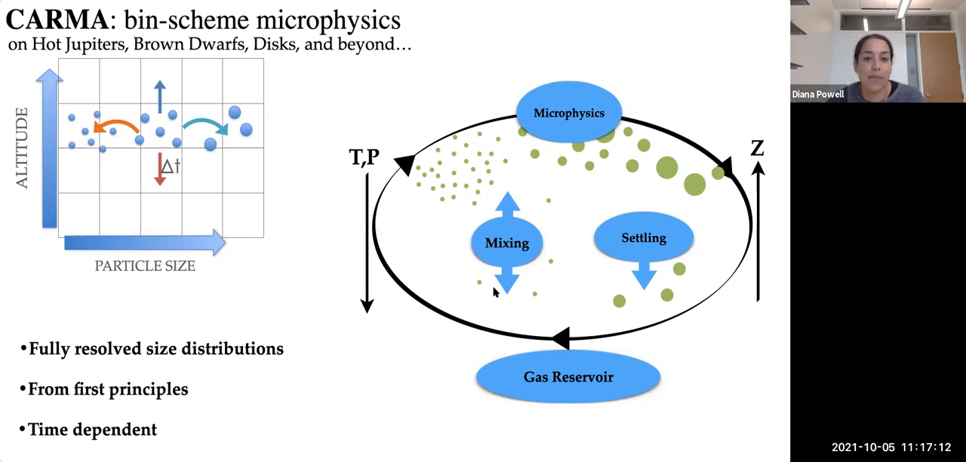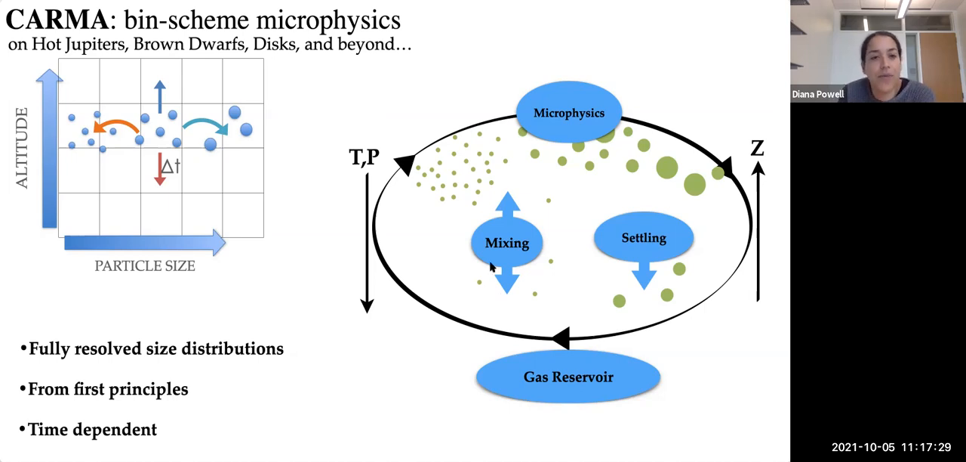And CARMA is a particularly powerful tool because it starts from first principles and then calculates the fundamental cloud properties that shape observations. Namely, the fully resolved cloud particle size distributions of various cloud species as a function of time.